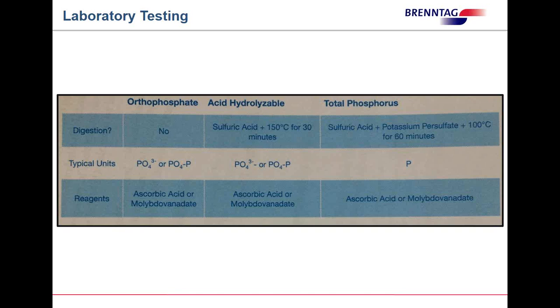For purposes of benchtop testing, an orthophosphate test may be all that's necessary. What you can do is run a total phosphorus and an orthophosphate test on a treated sample and check the ratio. If they're close to equal, then we know orthophosphate is a good measurement. If the orthophosphate is less than the total phosphorus, then running a digested sample may be necessary.